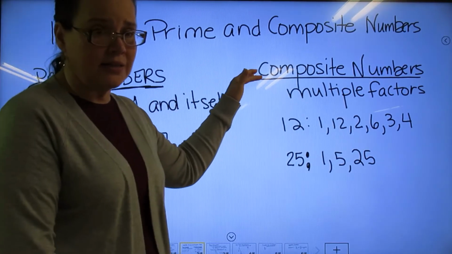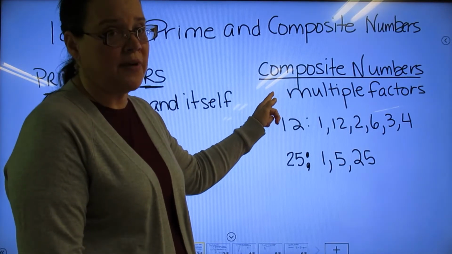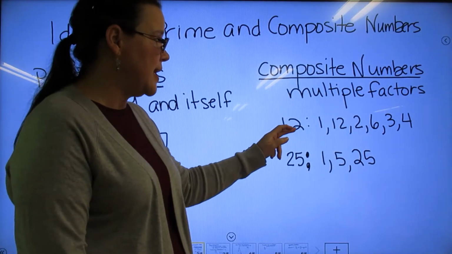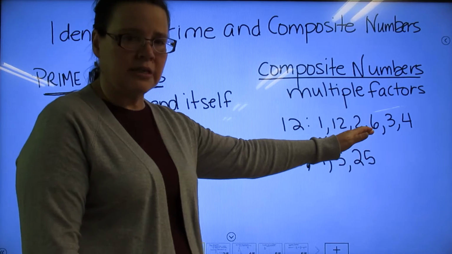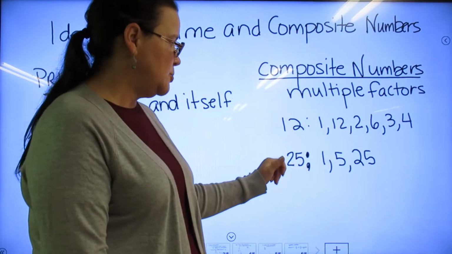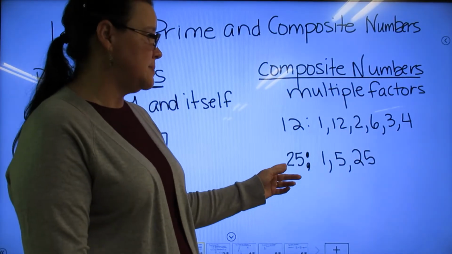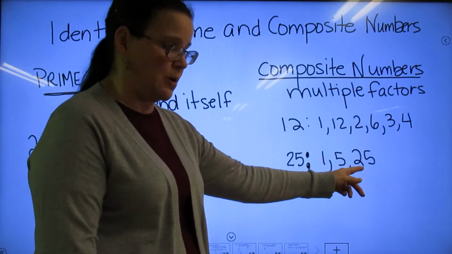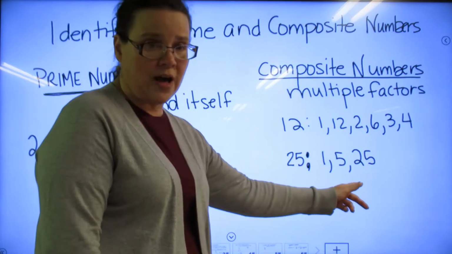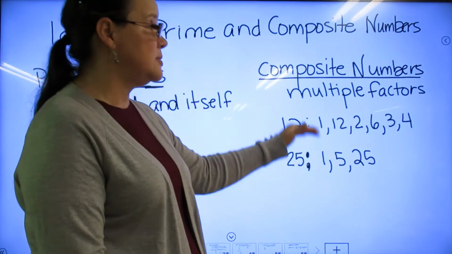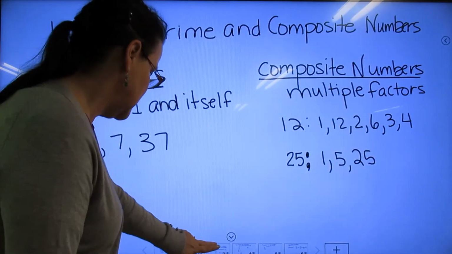But the composite numbers have multiple factors, okay? So 12 has 1, 12, 2, 6, 3, 4, right? 25 is also composite because it has 1, 5, and 25. Not just 1 and 25, but also 5. So these would be composite numbers.